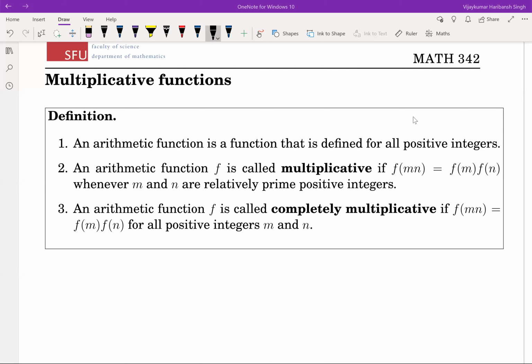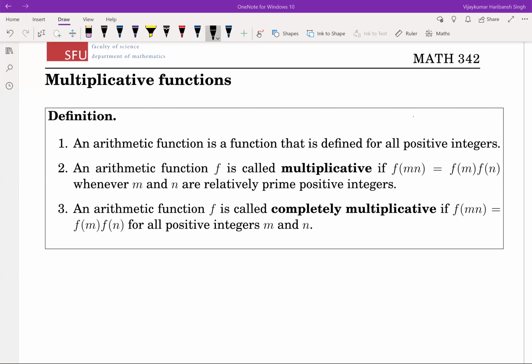Welcome, students. We are going to discuss multiplicative functions. So we'll start with discussing one special kind of multiplicative function, which is the Euler phi function. Before we go there, let's define what is a multiplicative function.